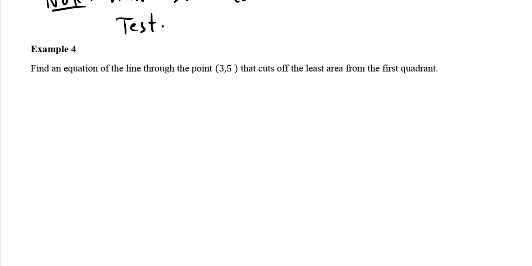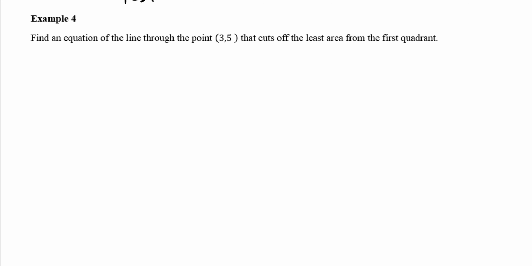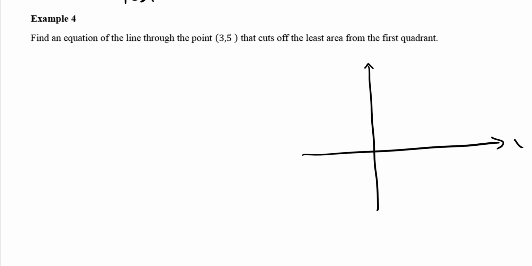This is taken from Stewart's textbook. Find an equation of the line through the point (3, 5) that cuts off the least area from the first quadrant. So the first thing I always do is read the question and understand what they're saying, and they want us to find the equation. What's the equation of the line? Okay, so it goes through (3, 5). Let's say that point is somewhere here. So there's a line that goes through this.